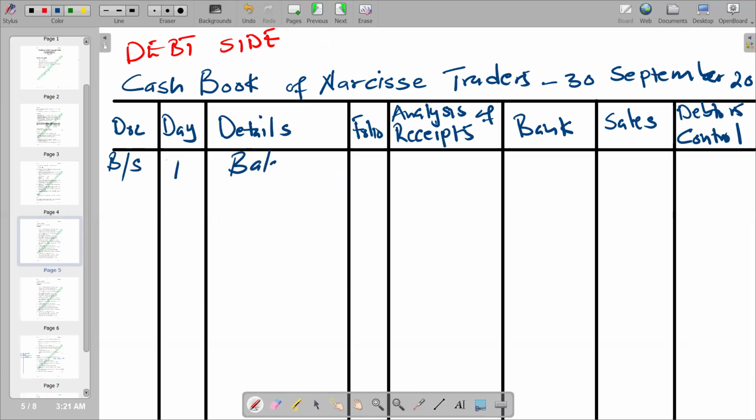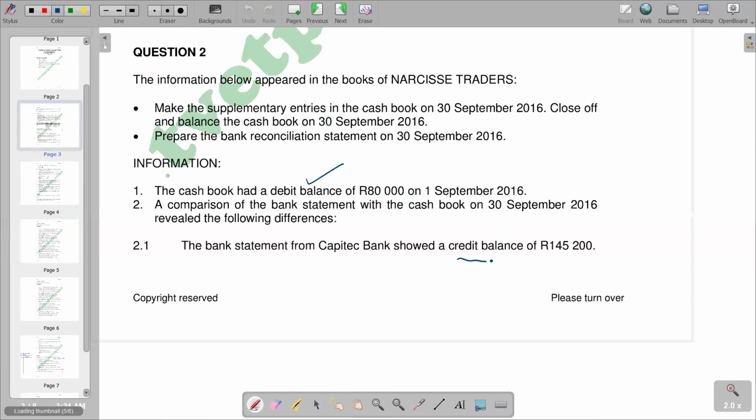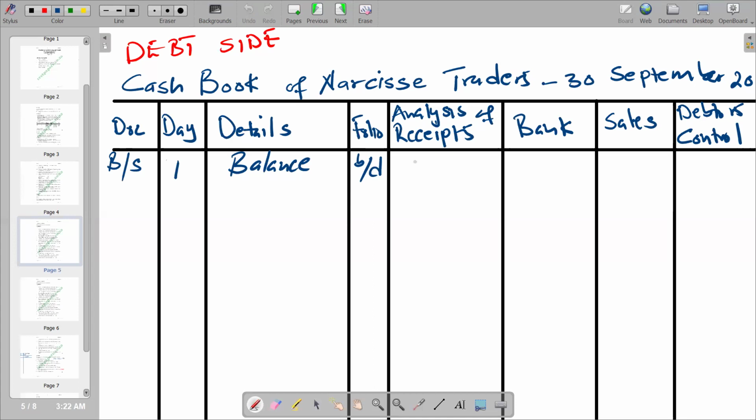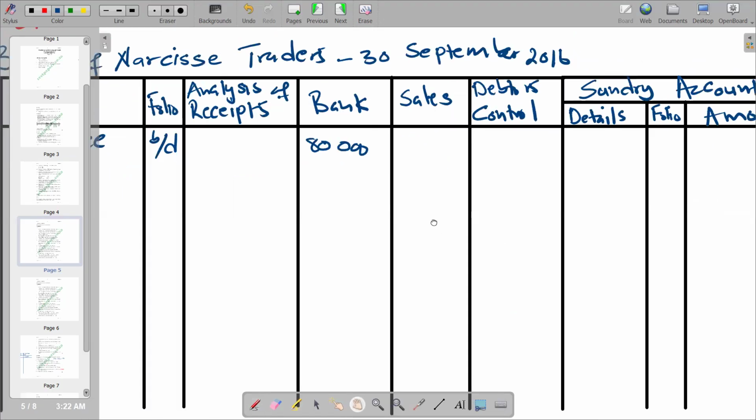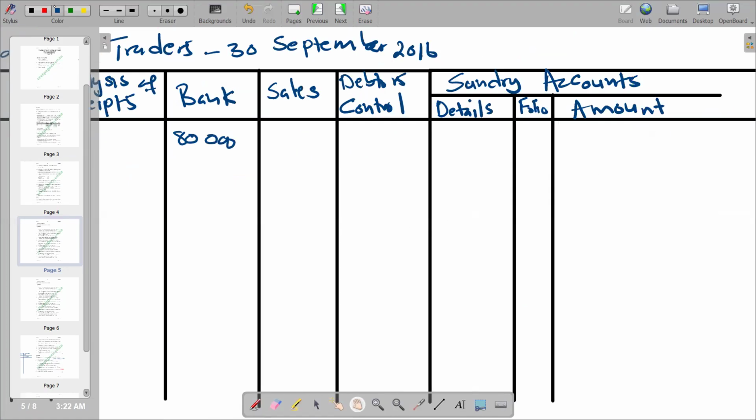For details, it's going to be our balance b/d. We take note of the amount that we have in terms of our opening balance. We are given it as 80,000, which is going to be our amount, which we are going to put in the column for bank, 80,000. And remember, we also have to put the amount in the column for amount under sundry accounts. So it also has to come in.